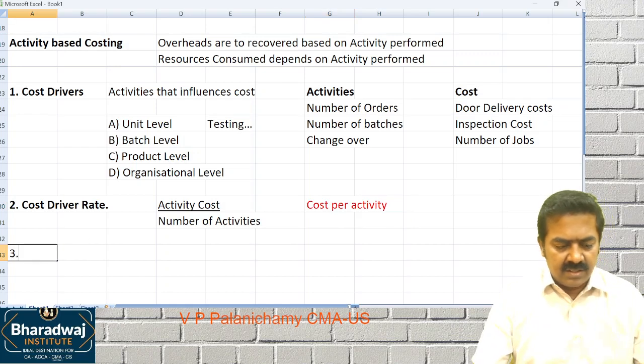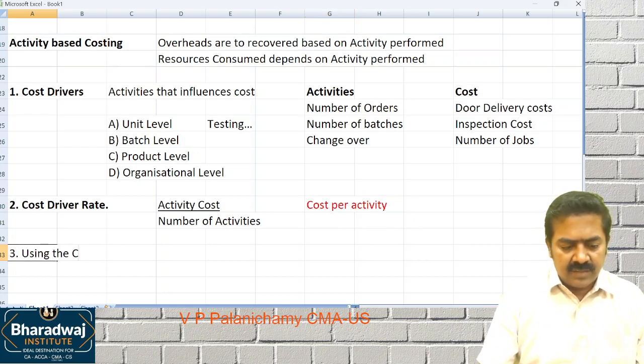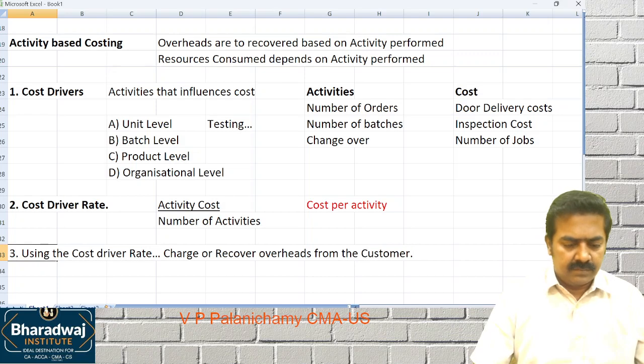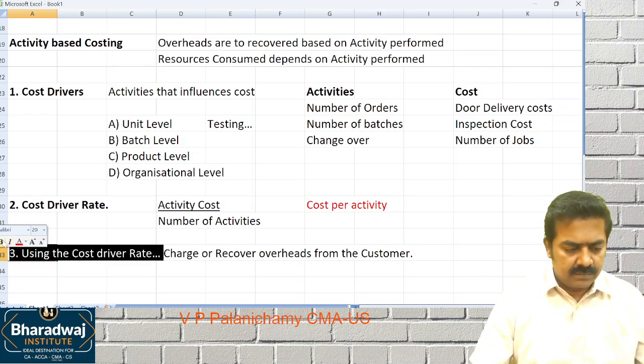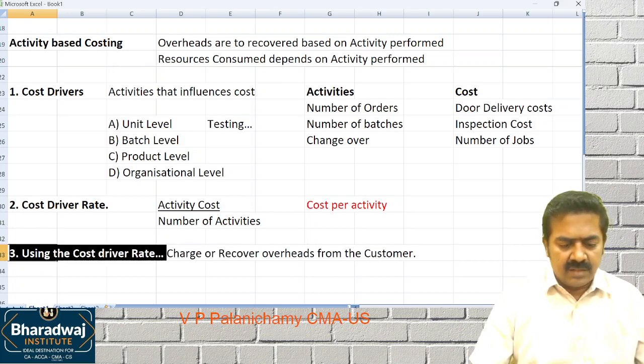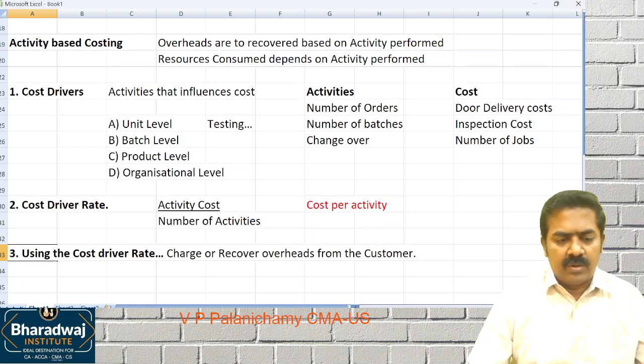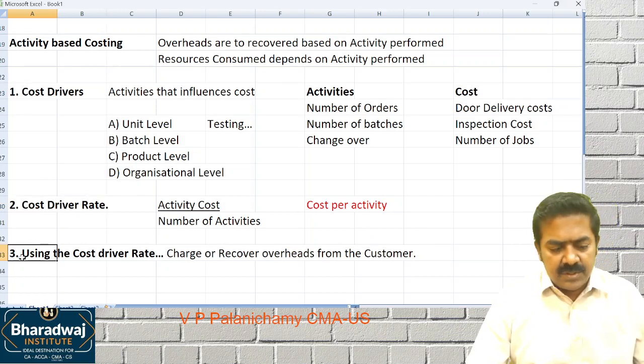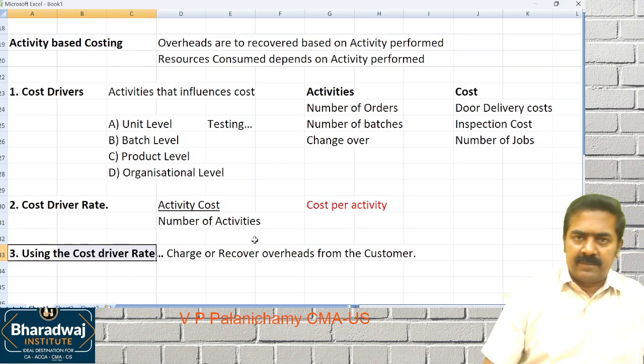And the third one is, using the cost driver rate, charge or recover overheads from the customer. Three steps: identify the cost drivers, find out the cost per activity, and using the cost per activity, charge the customer.